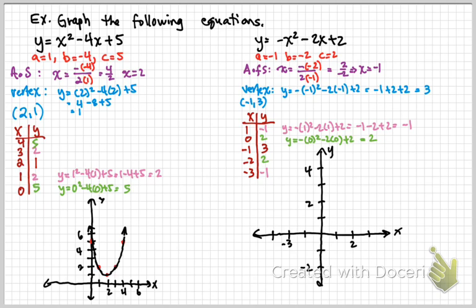So I have 1, negative 1. I have 0, 2. Negative 1, 3. I have negative 2, 2. Oops, sorry, I did that wrong. I counted. This is when I need to be in class with you guys and you say, didn't you put the wrong number there? There we go. So we have negative 2, 2, and then we have negative 3, negative 1. And then again, we have a parabola.